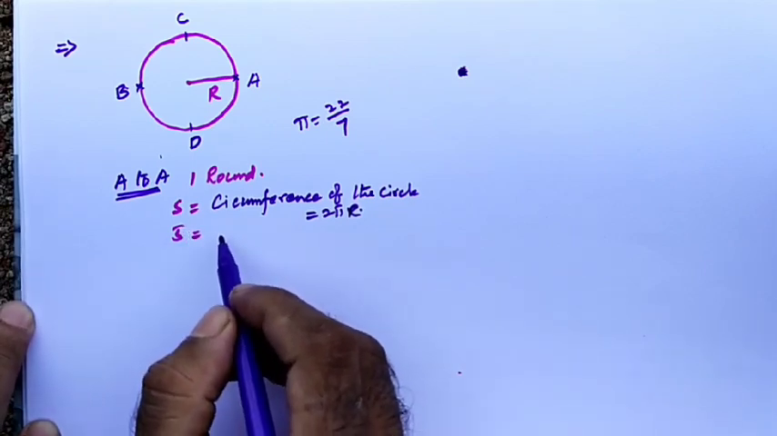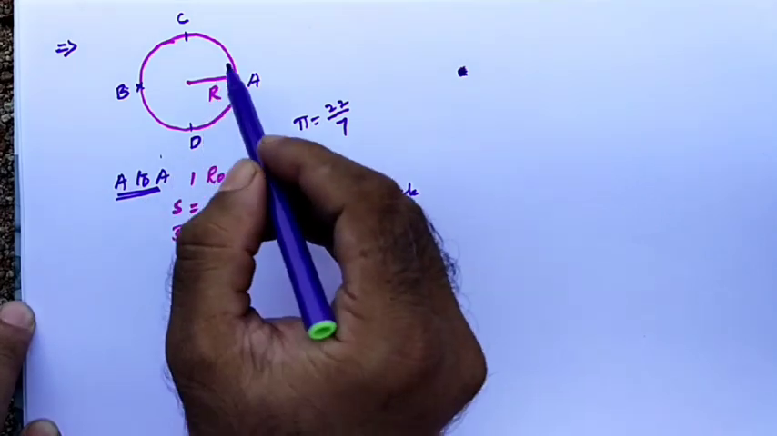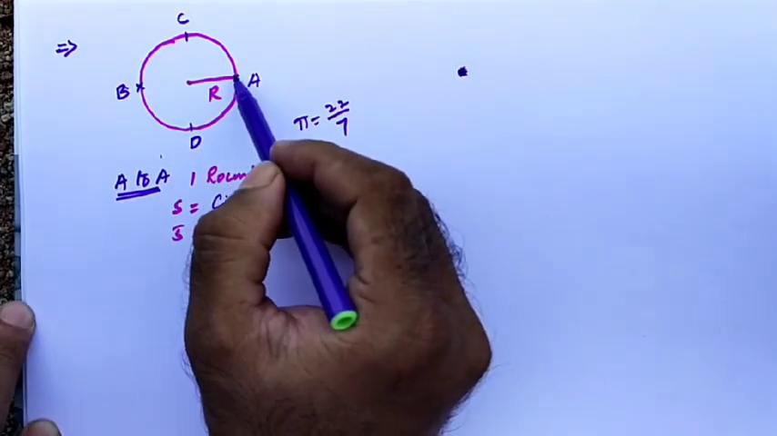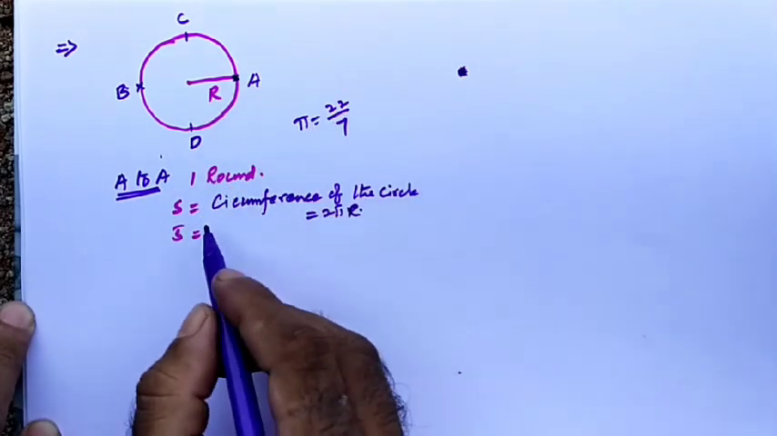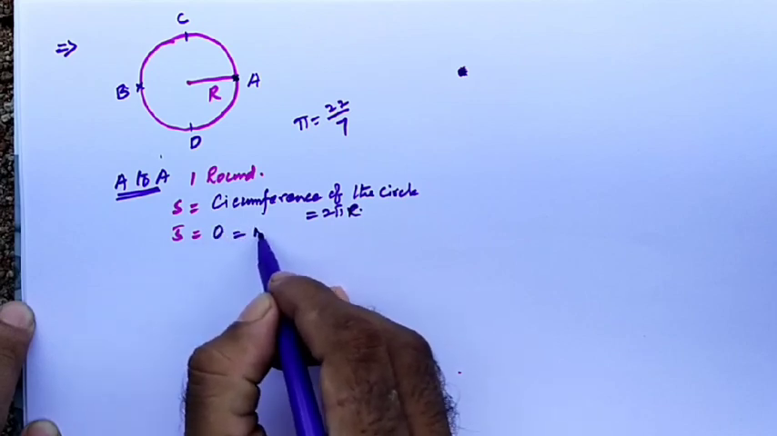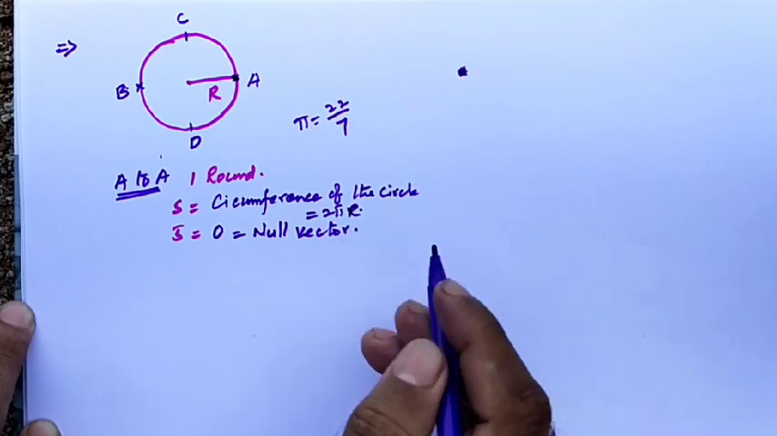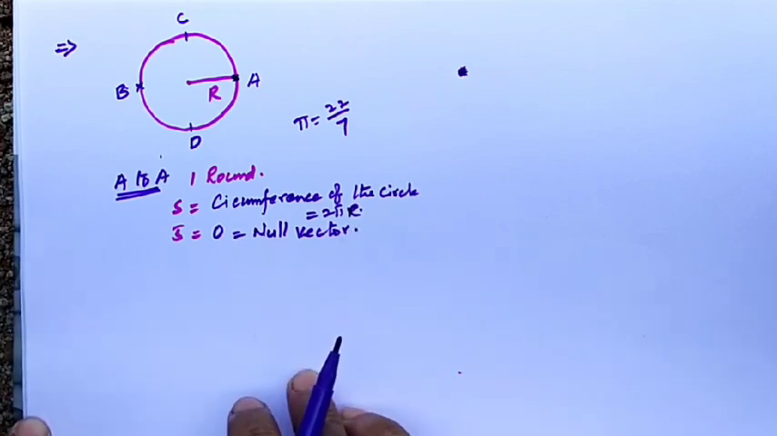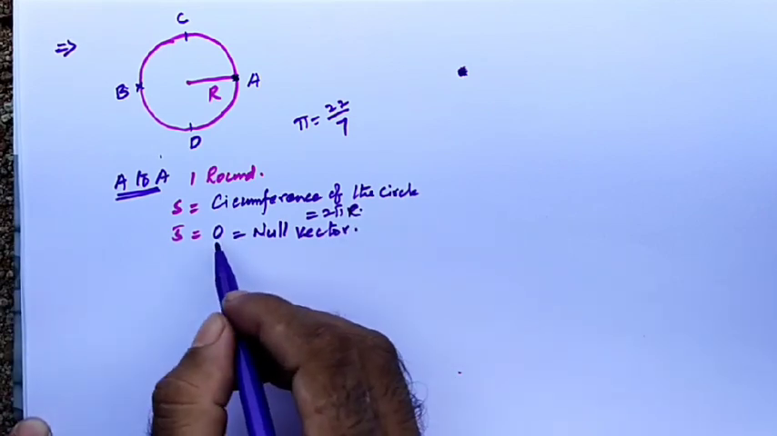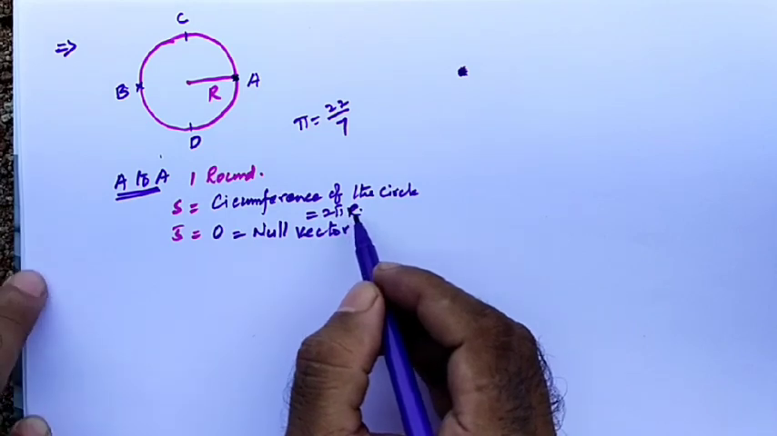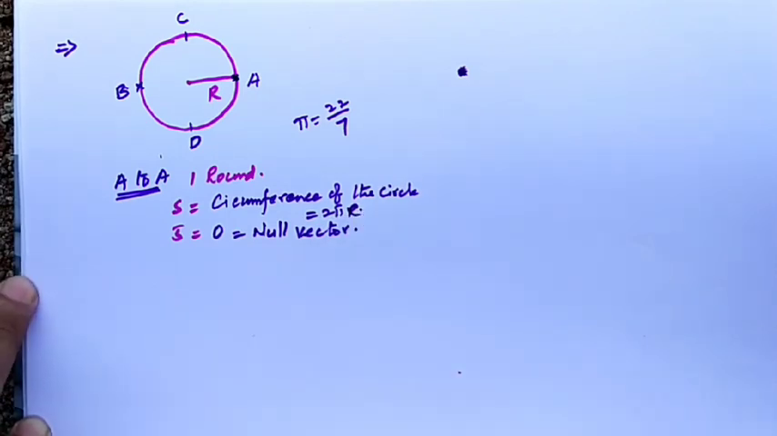A to A. This is the starting point, and this is the ending point. So the displacement is a null vector. Very good. So in this case, displacement is 0, but distance is 2 pi r. Clear? Now let us take the second case.